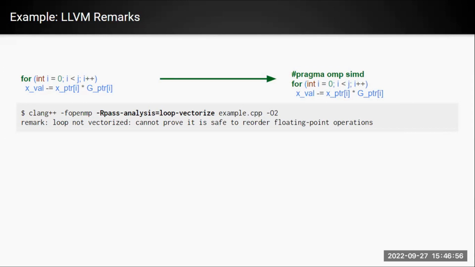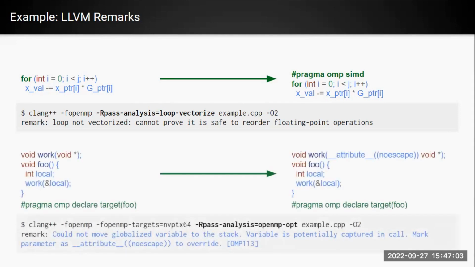So this is kind of the workflow you should adopt if you're on the tuning part. And then for OpenMP offloading, same idea.